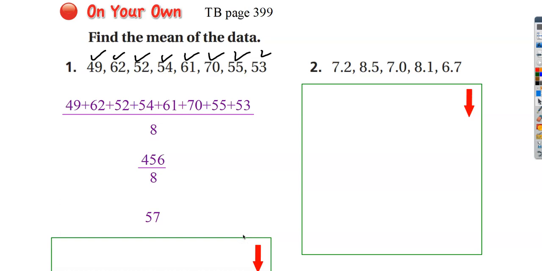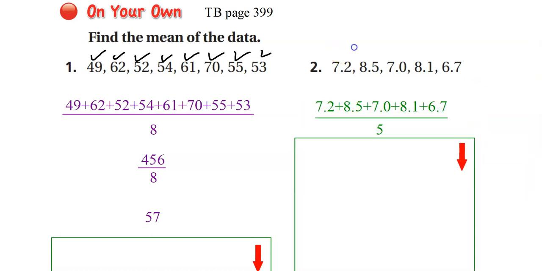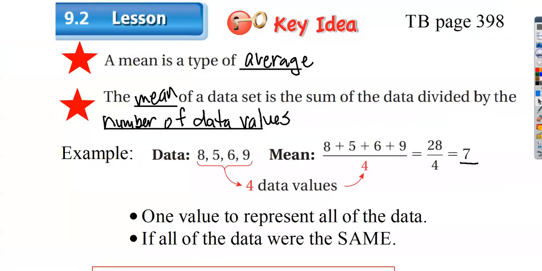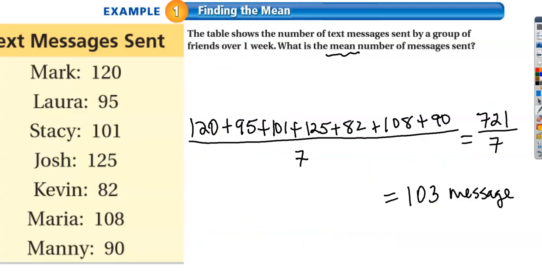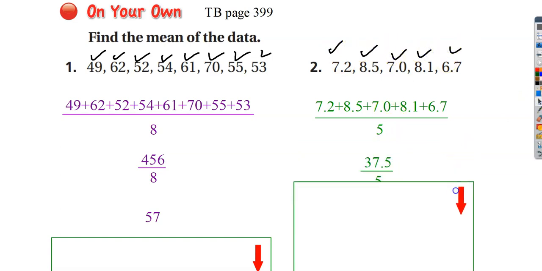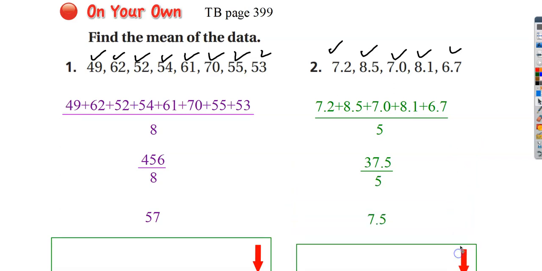Decimals aren't any different. It's just that they're decimal numbers, so you have to be careful when you enter them into the calculator. So there's all my account. Oops. Let's go back to that. One more, and I'm going to count 1, 2, 3, 4, 5. Make sure I'm dividing by the correct number. And I get 37.5 divided by 5. So the mean of that data set is 7.5.